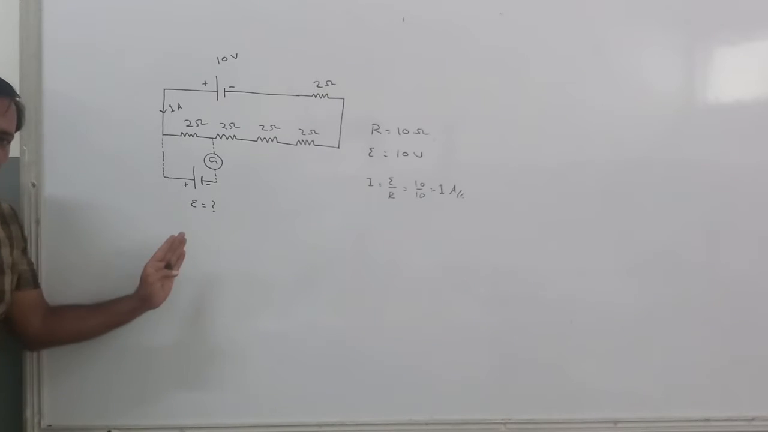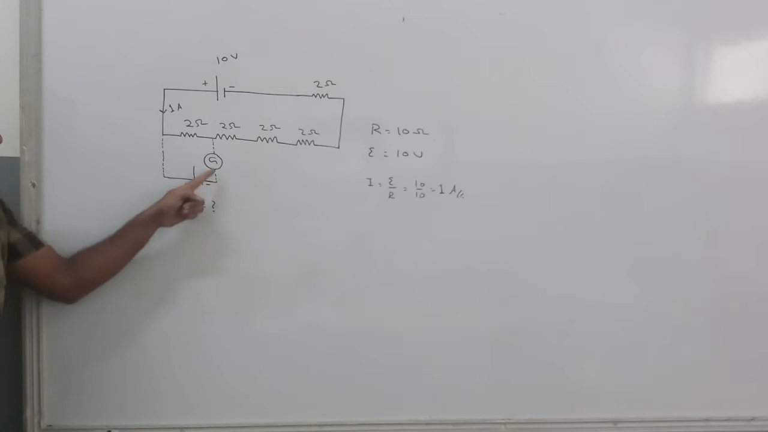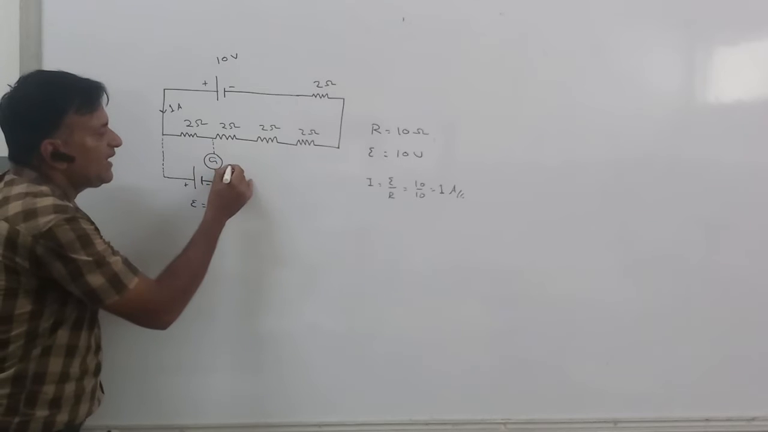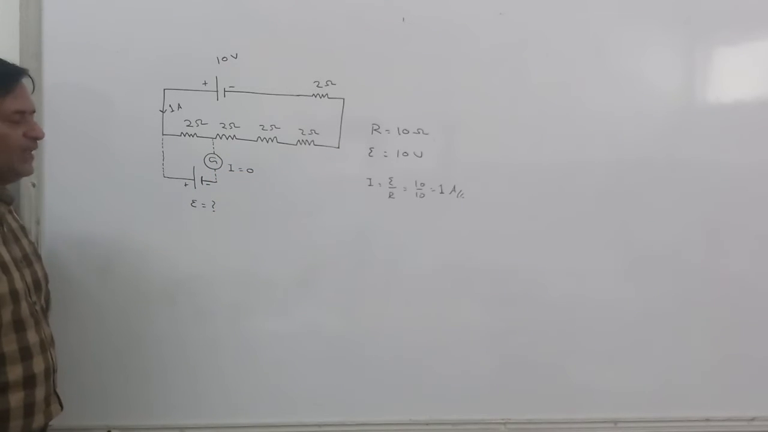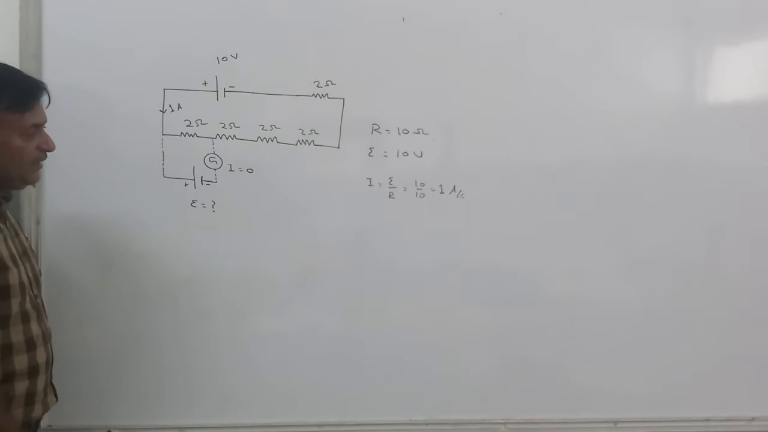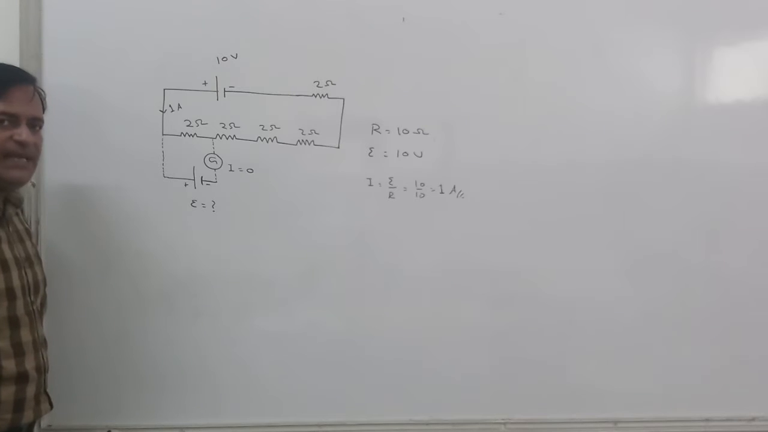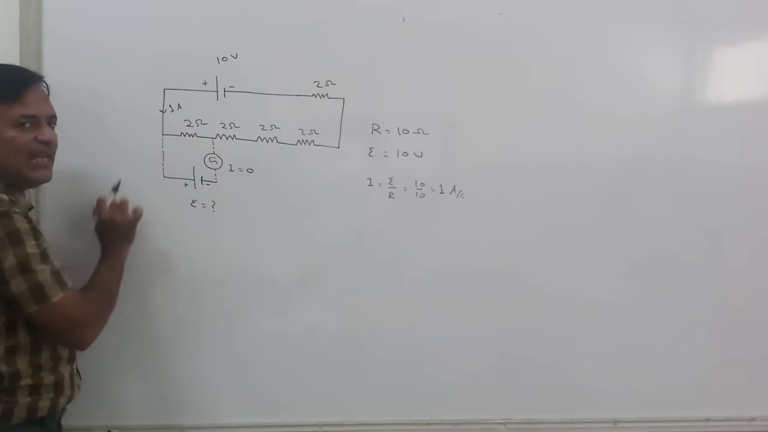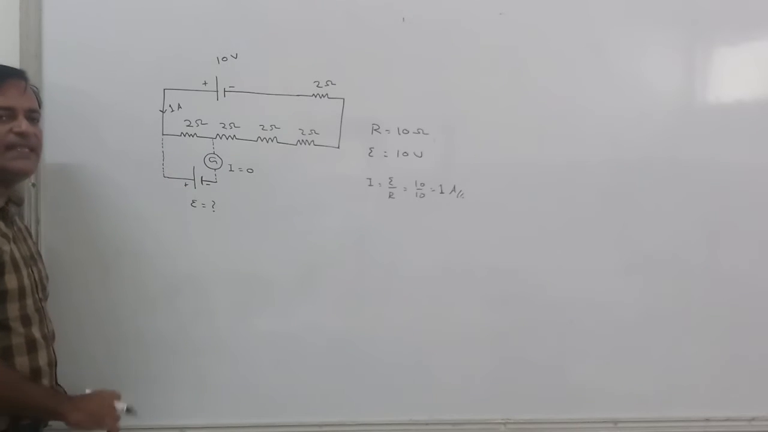So I am connecting one terminal here, another terminal here, and suppose that the current in the galvanometer is 0. If the current in galvanometer is 0, it means that the potential on this side of galvanometer and on this side of galvanometer is the same.